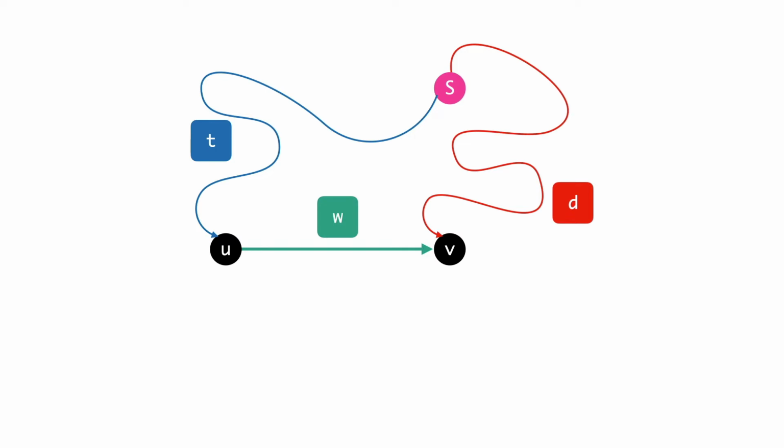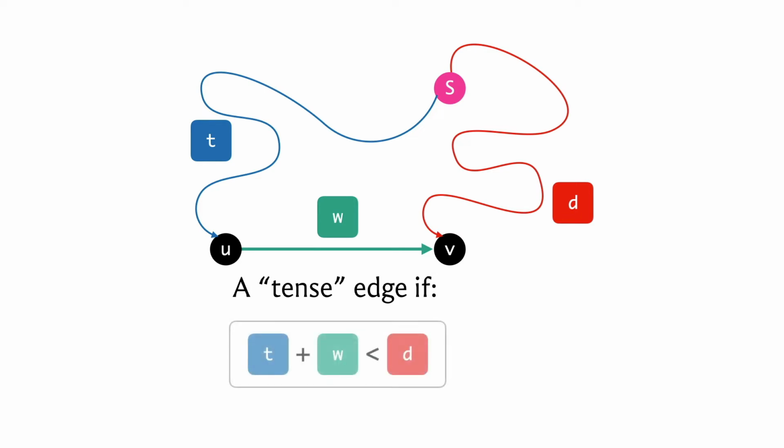Now we say that this edge here is tense if the following inequality holds, the inequality being t plus w is less than d. Now please feel free to pause here for a minute and think about, what does this inequality really mean? Does this inequality imply that there is something about the way you have stored your distances that doesn't seem quite right, and maybe that's why you're tense, because something needs fixing? So please take a moment here and think about, what is this inequality really telling you?